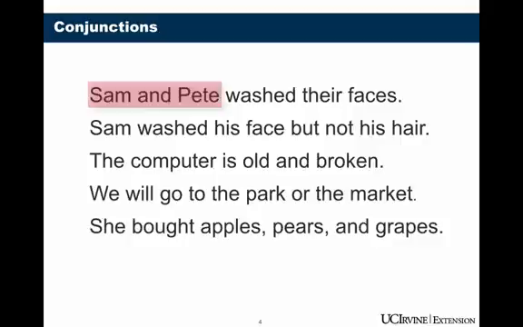In the first sentence here, Sam and Pete washed their faces. Sam and Pete is the subject, and they are connected with the conjunction and. In the next sentence, Sam washed his face, but not his hair. But is the conjunction, and this is joining face and hair. In the next sentence, the computer is old and broken. The conjunction and is joining the 2 adjectives, old and broken.